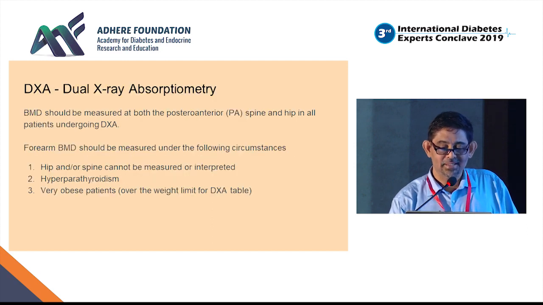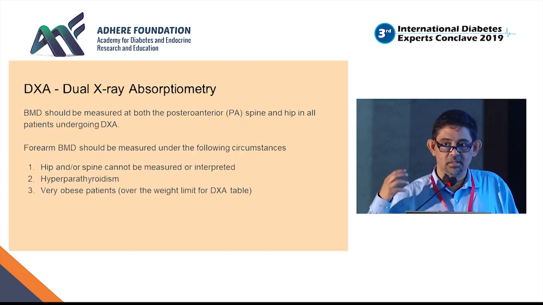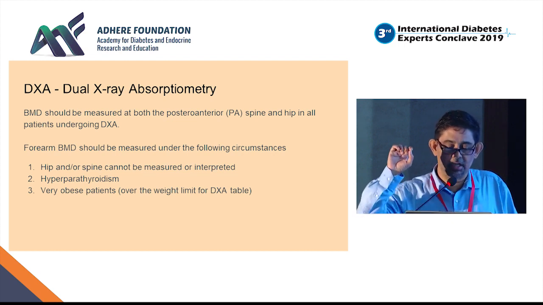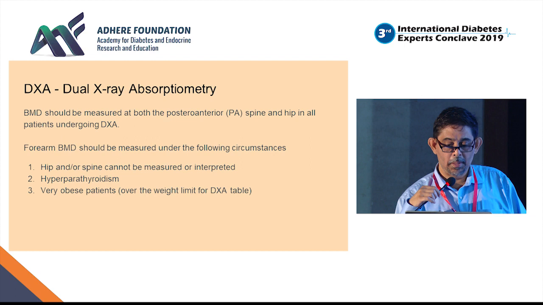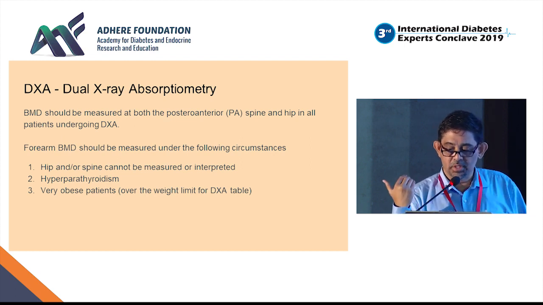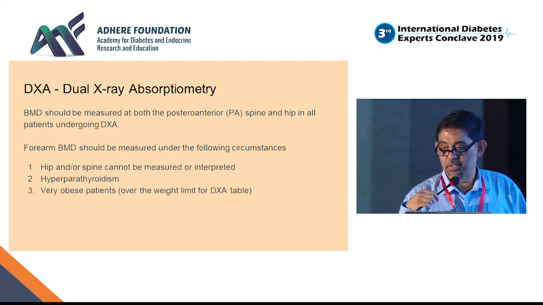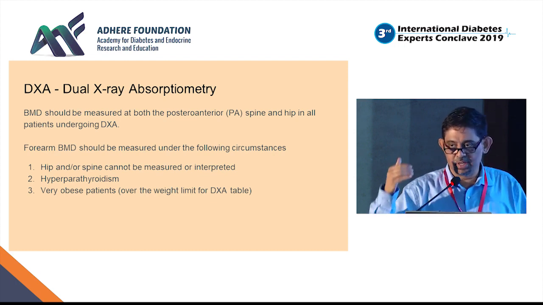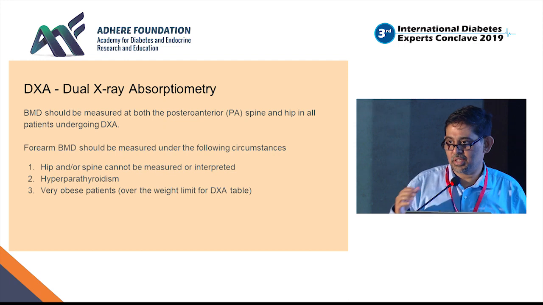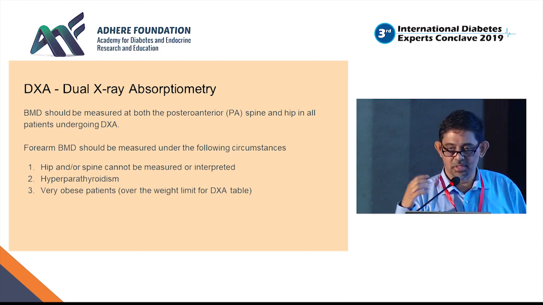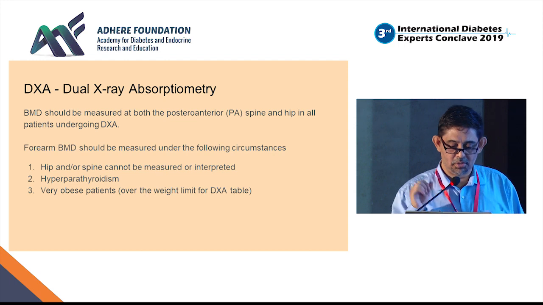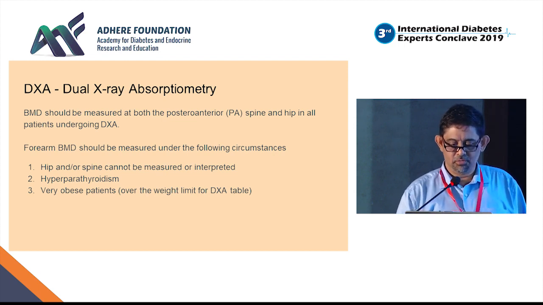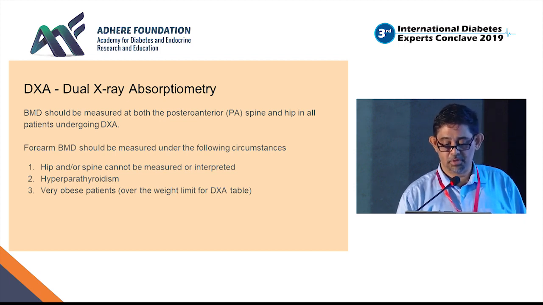The dual X-ray absorptiometry is the gold standard for assessing osteoporosis in a patient. This should be measured at both the posterior anterior lumbar spine and the hip in patients undergoing DXA. Remember that the forearm BMD, although it is routinely done as the third site, is not something that you are going to get too much information from in terms of post-menopausal osteoporosis. BMD at the forearm, however, should be done if you cannot measure the hip or the spine.